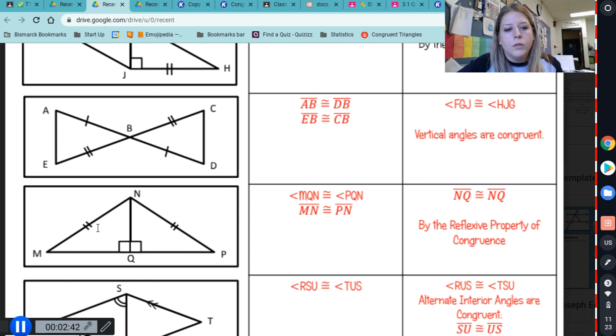Okay, these two back-to-back triangles. We've got the angle Q's marked congruent. We've got the two diagonal sides marked congruent. And that hidden piece was the NQ side that was shared.